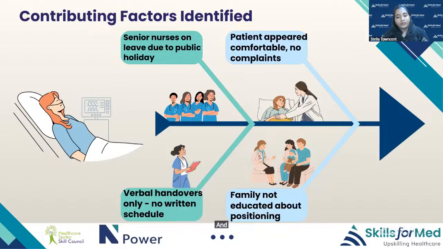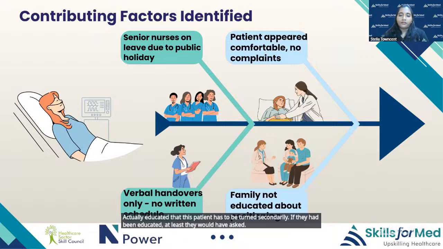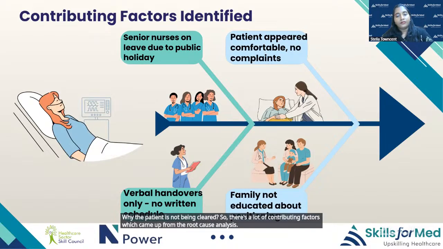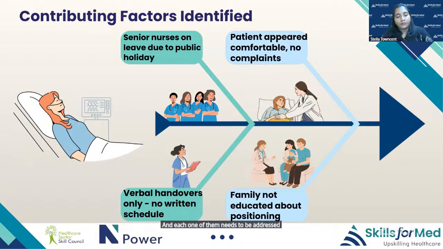And more importantly, in a patient who had a stroke, the family was not educated that this patient has to be turned. If they had been educated, at least they would have asked why the patient is not being turned. So there are a lot of contributing factors which came up from the root cause analysis, and each one of them needs to be addressed. As we discussed earlier, once a lot of causes come up, we need to prioritize.